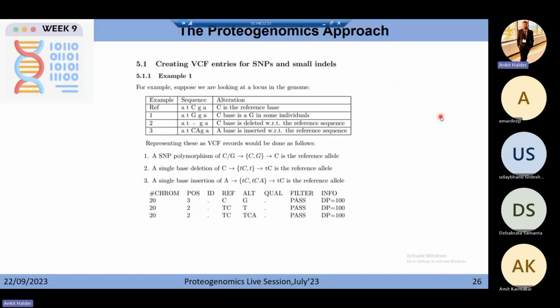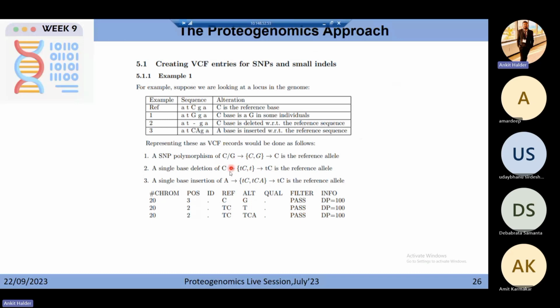Now this is again an important part: creating your VCF entries for SNPs and small indels. How will you record small indels, insertions and deletions, or small SNPs? For an SNP polymorphism, you can give it as C, G. The change of C to G is given in this way: you will give C, G. C is the reference allele and G is the alternative allele, the changed or mutated one.